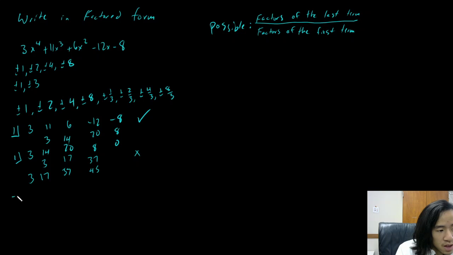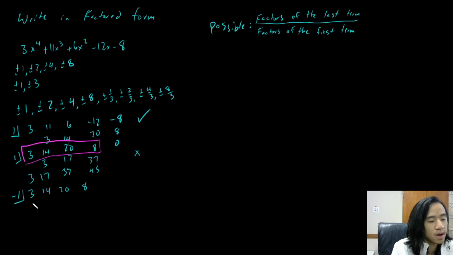Now we're going to move on to negative 1 with 3, 14, 20, and 8. That is these numbers, okay? So now we're going to move on. So 3, and this is negative 3. We have 11 here. We have negative 11, and this is 9. So negative 9, this is going to be negative 1. So this doesn't work. Let's move on to 2.